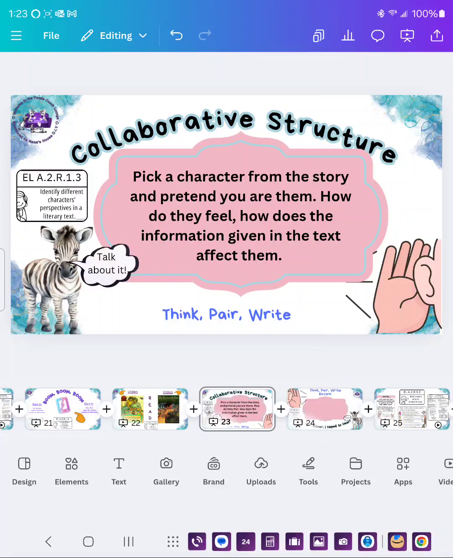And then let's do some think, pair, share. We're going to write some stuff down, or you can share it orally, whatever your teacher wants to do. But just take a moment and consider that. This is such an important standard.